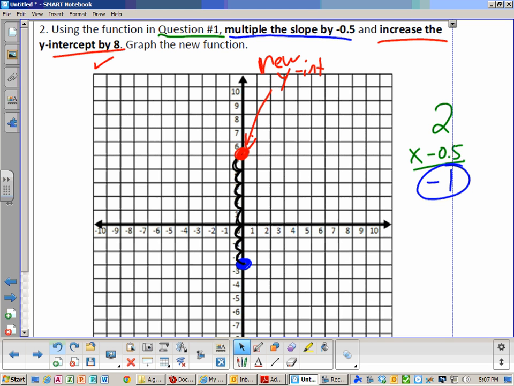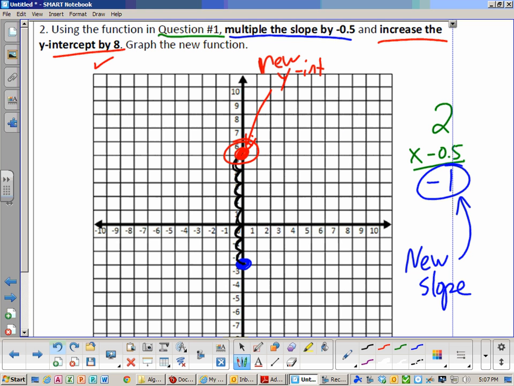Okay, so negative 1. Let's see here. Where am I going to put that one? Negative 1. Ah, yes. I forgot. You start at the y-intercept, right? And then you do the new slope. This is your new slope, right? That's your new slope. So you're going to start at the y-intercept right here.